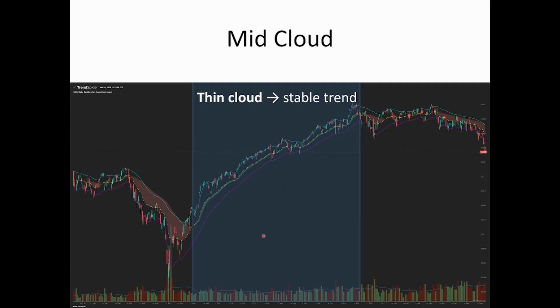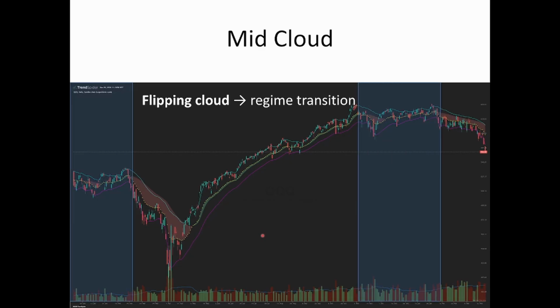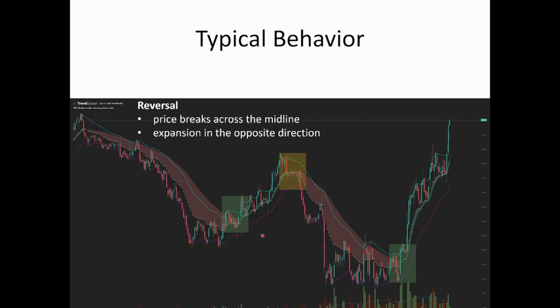If the cloud is thin, then there is a stable trend, while if the cloud thickens, it signals compression and instability. A flipping cloud shows a regime transition, usually accumulation or distribution zones. From the point of view of ARES, a reversal represents price breaking across the midline and expanding in the opposite direction, like bullish here or bearish on the other side.